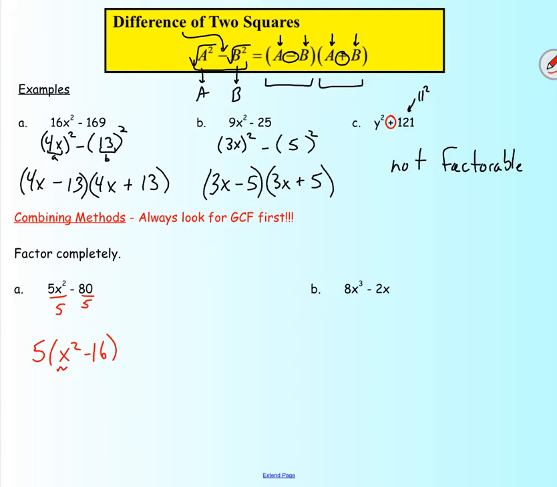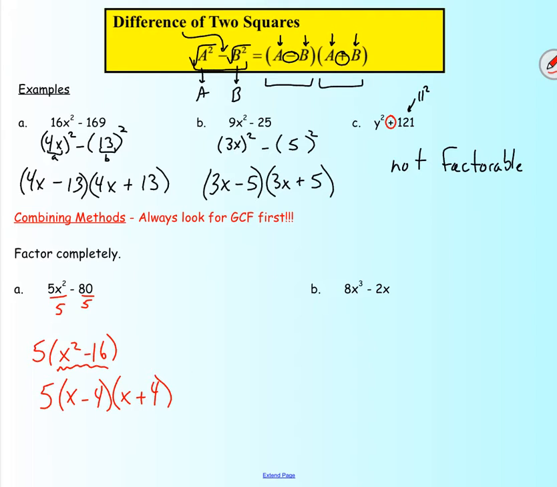Now look at what's left over. What's left over is a difference of two squares. So now with the 5 in front, I would put x and x there because x squared is x squared. What squared gives you 16? Well, that's a 4 and a 4. One gets a minus, one gets a plus.